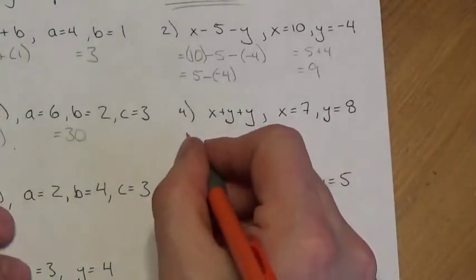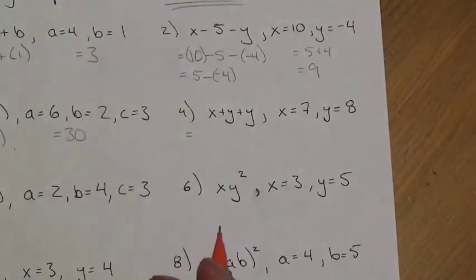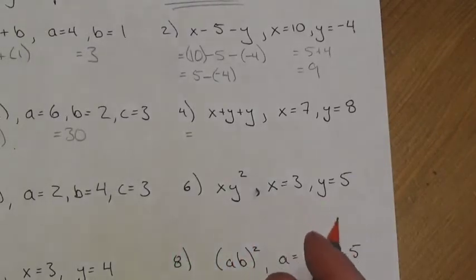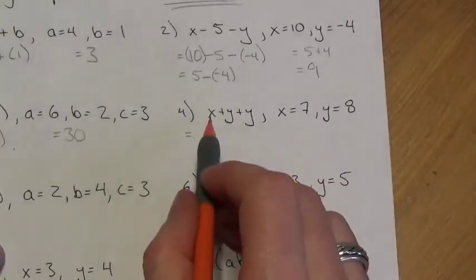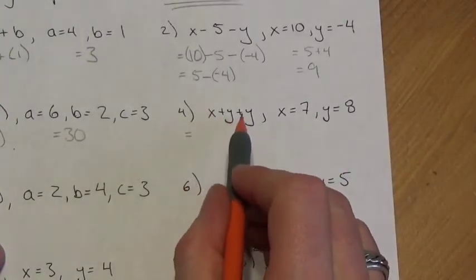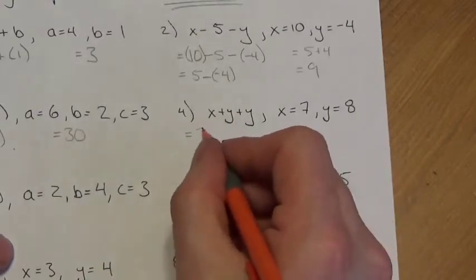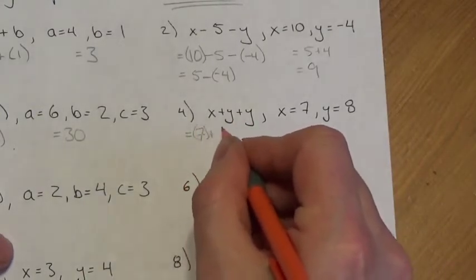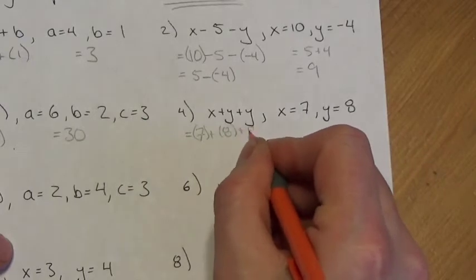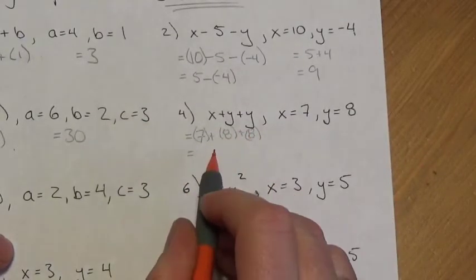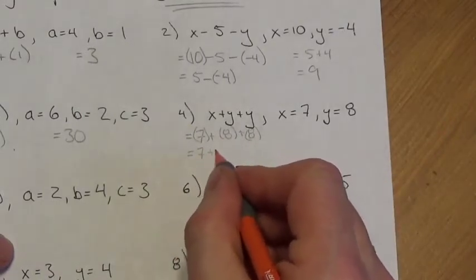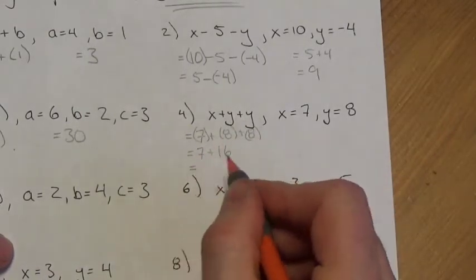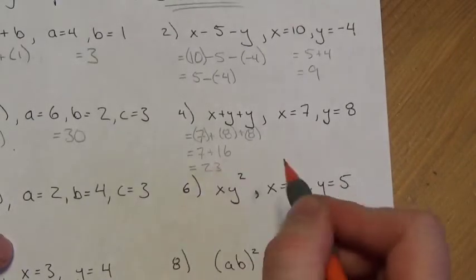I'm going to do this one in two different ways, because our goal here is to evaluate. We want to get you really comfortable with how numbers behave, and therefore how letters behave. So I'm taking x and adding to it the value of y, and again the value of y. So that's 7, the value of x, plus 8, the value of y, plus 8, the value of y. Now I've got a 7 plus two 8s. So that's really 7 plus 16, which is 23.